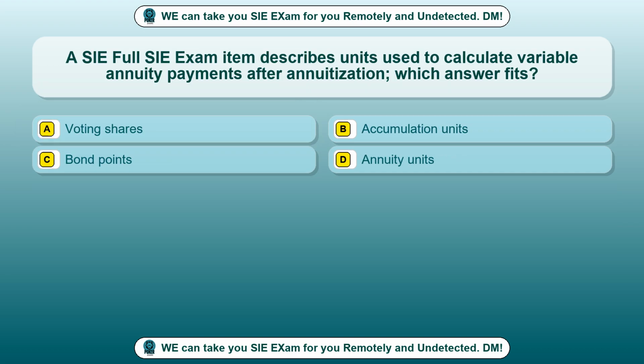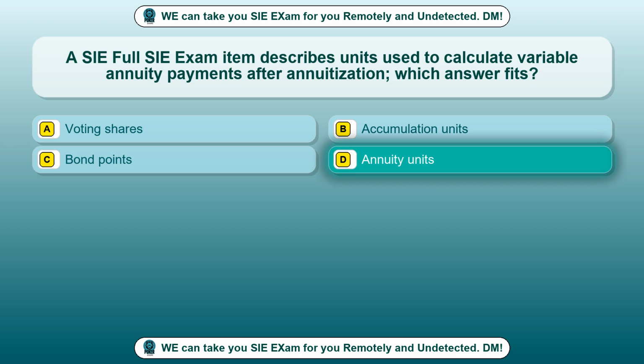Question 22. A full SIE exam item describes units used to calculate variable annuity payments after annuitization. Which answer fits? Option A, voting shares. Option B, accumulation units. Option C, bond points. Option D, annuity units. The correct answer is option D, annuity units.